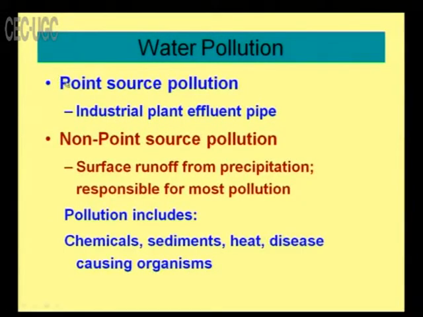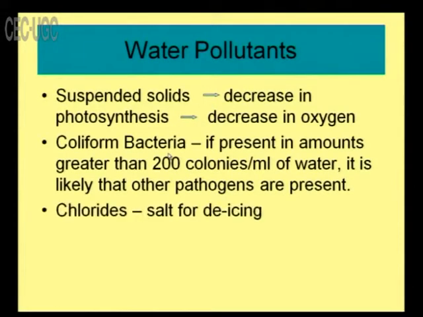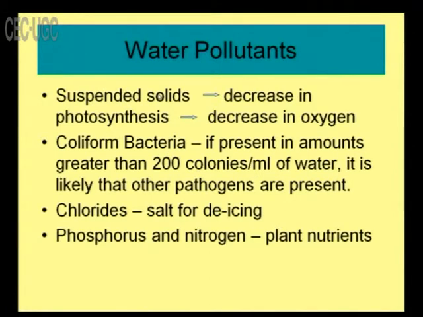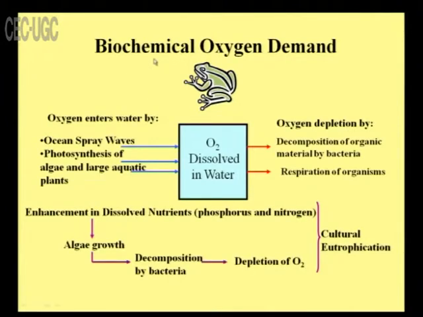And the water pollution: there are point sources and non-point sources, and the pollution includes chemicals, sediments, heat, and disease causing organisms, and in the water pollution count also the cities are lagging behind the rural areas. And here is sedimentation, and the sediment is more in the city areas. And in the water pollution, the suspended solids and the coliform bacteria are more, the chlorides, the phosphorus and nitrogen, all these are polluting the water areas in the cities.